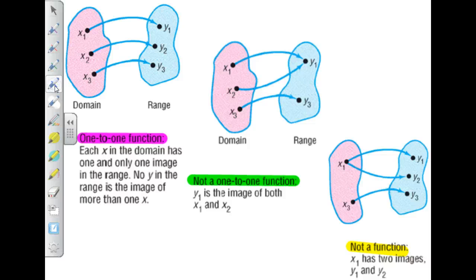So looking at what a one-to-one is, that's exactly what it means. For every x there's only one y, for every y there's only one x. So this is not a one-to-one because the y value is going to two different x's, and this isn't even a function because that can't happen.